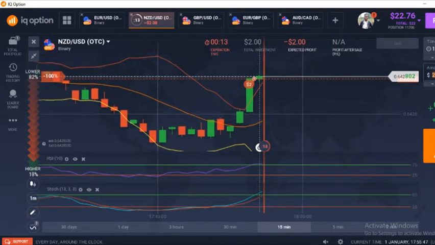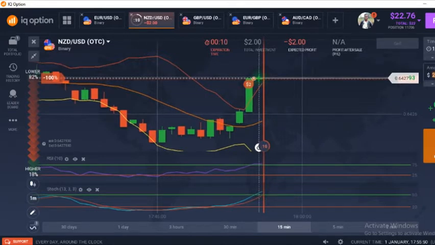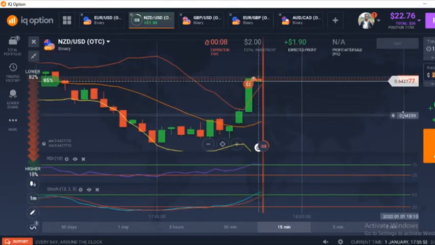So we hope it will come down. If it doesn't, if it forms another green candle, we will trade martingale 2.76.